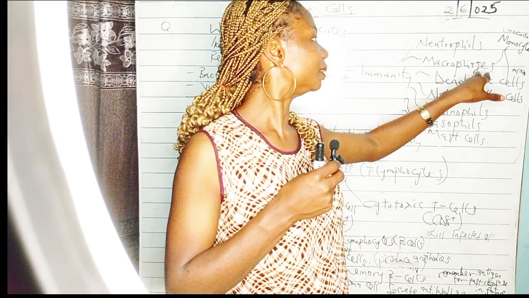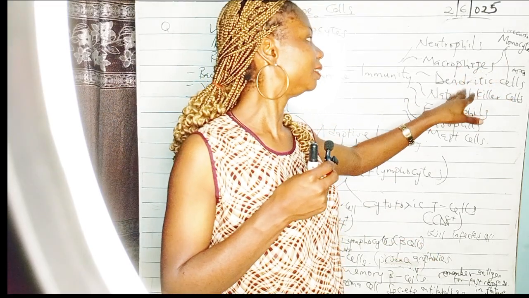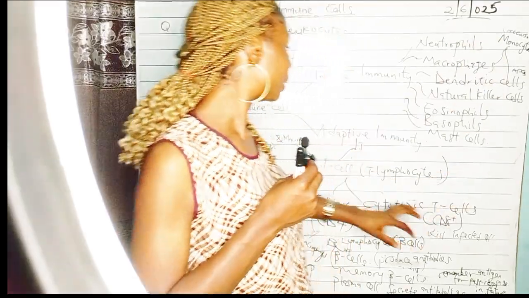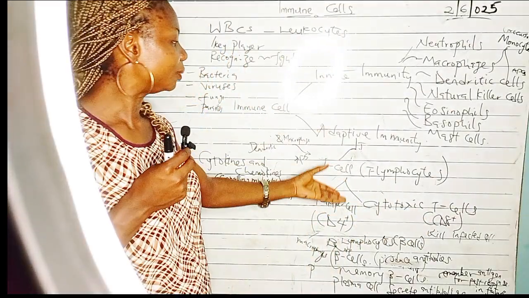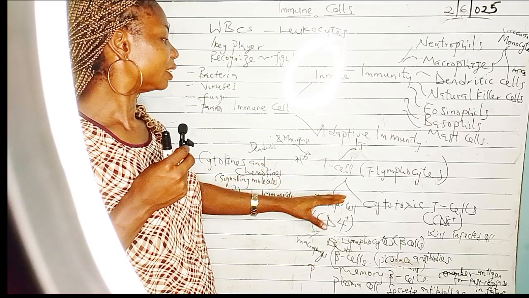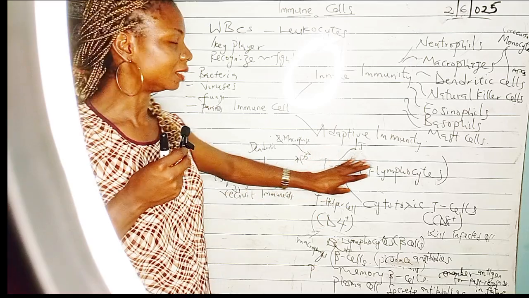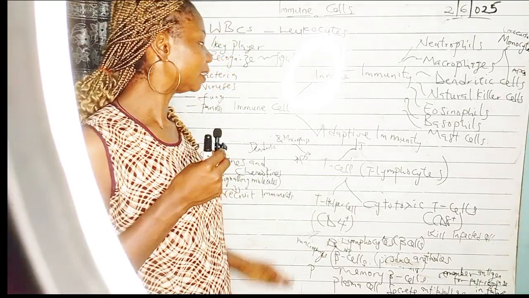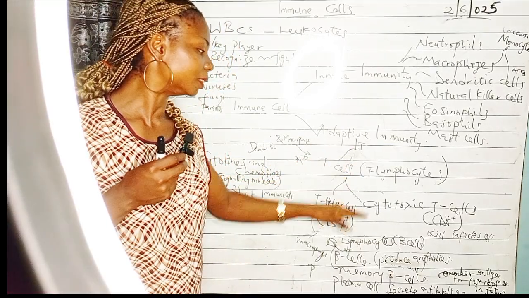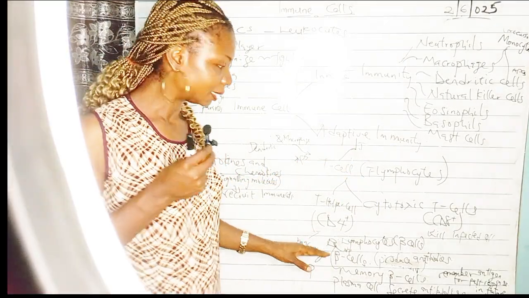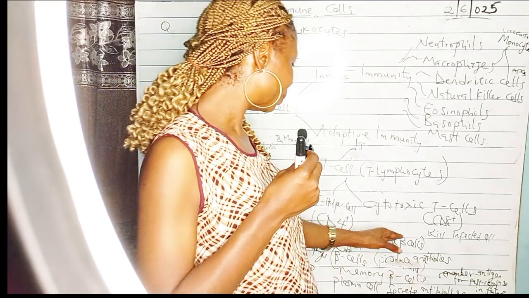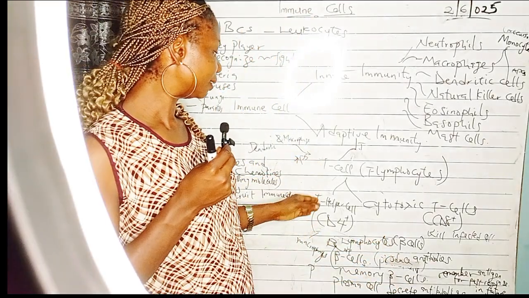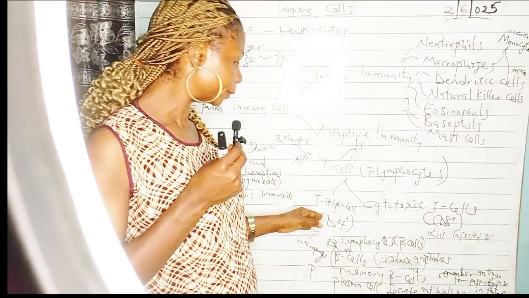Know that the precursor of macrophages and dendritic cells, which are antigen presenting cells, are the monocytes. Also know that the adaptive immune response involves the T cells, or T lymphocytes, and the B cells, or B lymphocytes. The T lymphocytes are produced in the thymus. The B lymphocytes, they are the B cells produced in the what? In the bone marrow.